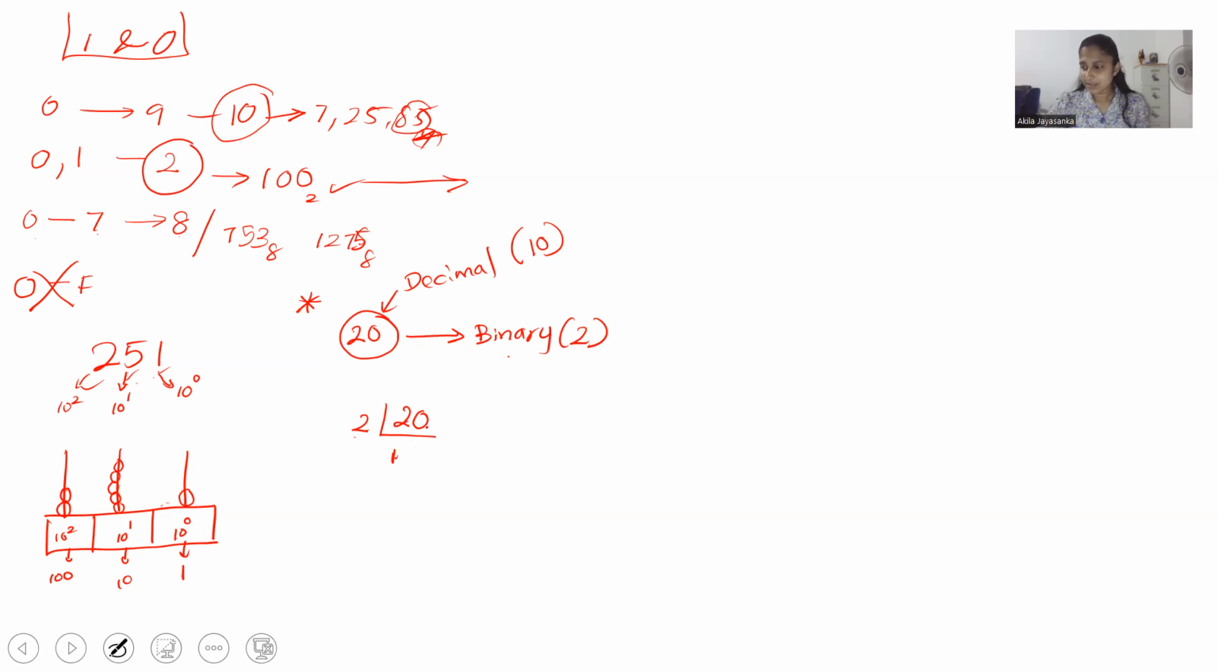0. There is no any value, right? It can represent as the 10.